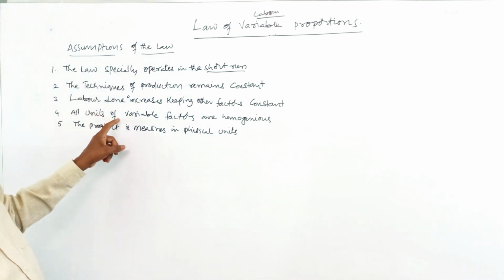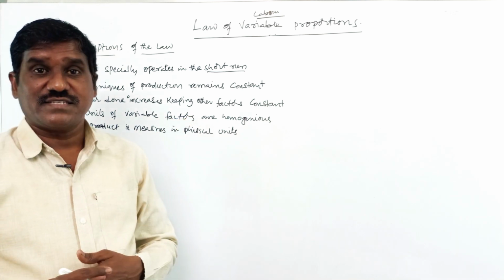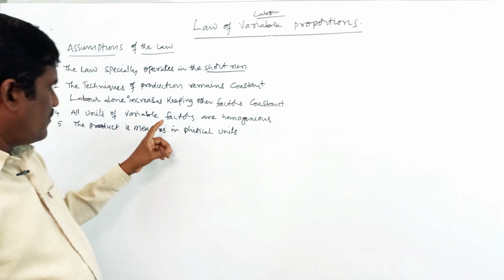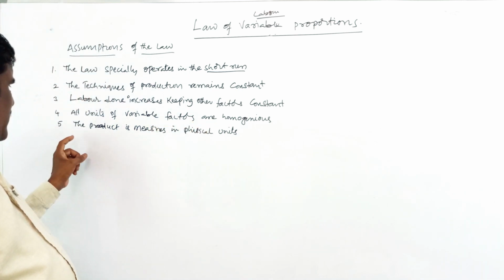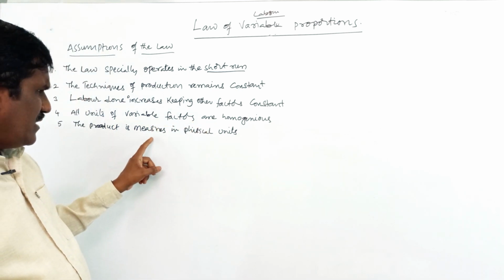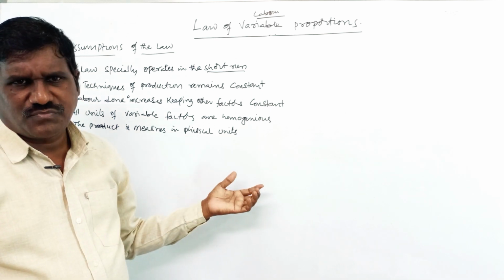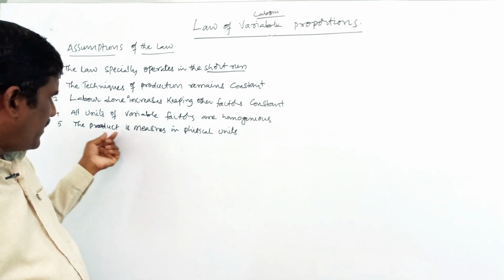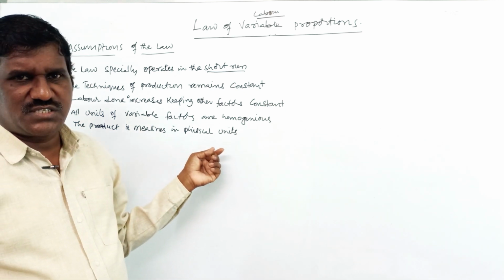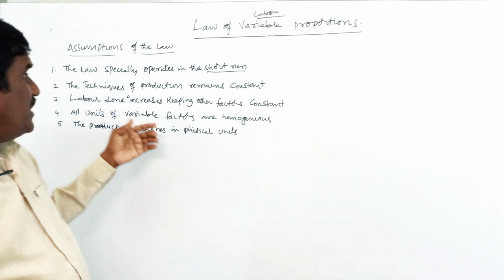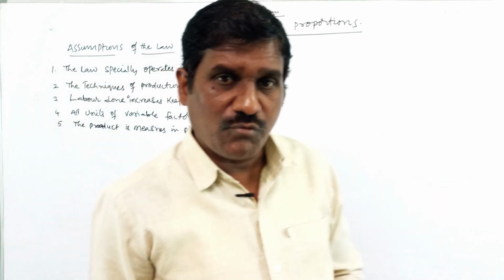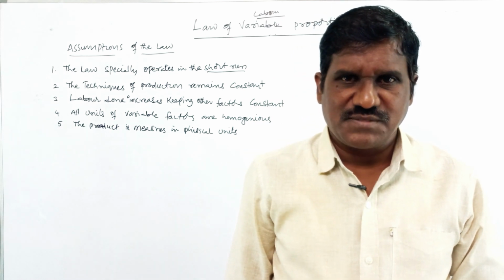Then all units of variable factors are homogeneous. Yes, all labor units are homogeneous. Then the product is measured in physical units. The quantity which we get after production can be measured in physical units. So these are the main assumptions of the law of variable proportions.